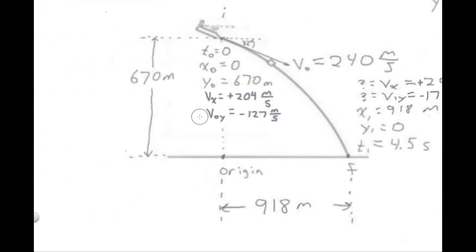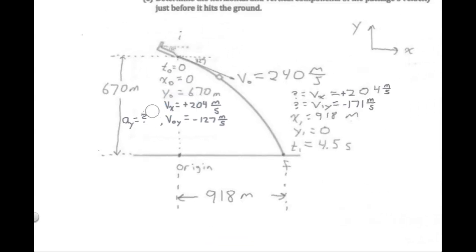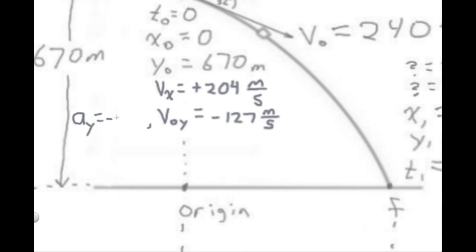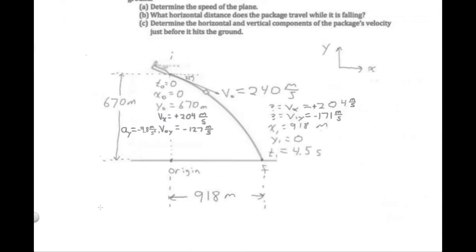So first of all, what is a sub y at time 0? You might want to pause the video and ask yourself, what is a sub y at time 0? I hope you gave that some thought. Well, remember that time 0 was the first point in the projectile motion. And remember that during projectile motion, a sub y is always negative 9.8 meters per second squared.